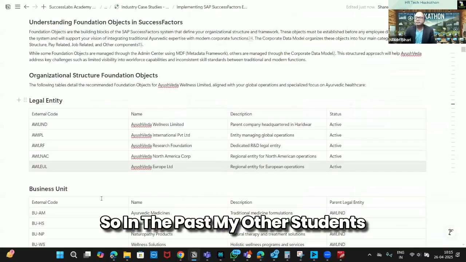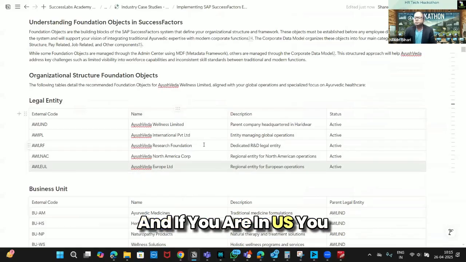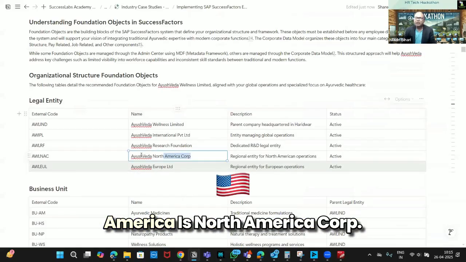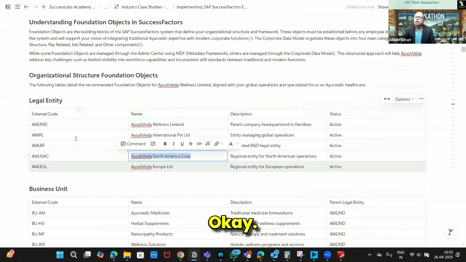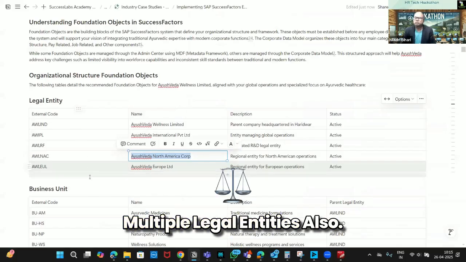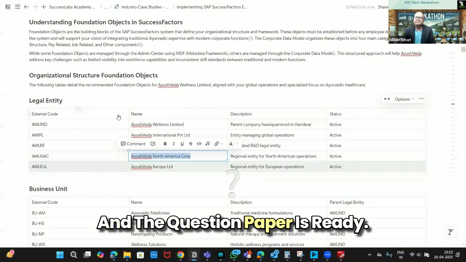Okay, so in the past, my other students have chosen Europe Limited. And if you are in the US, you can choose Europe, America, Ayurveda North America Corp, because it can have different legal entities. You can choose to create multiple legal entities also. It's up to you. But these are the choices I have given to you, and the question paper is ready.